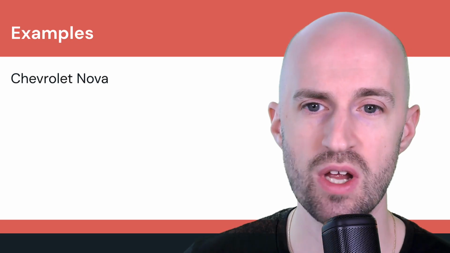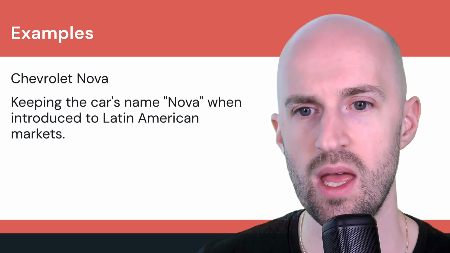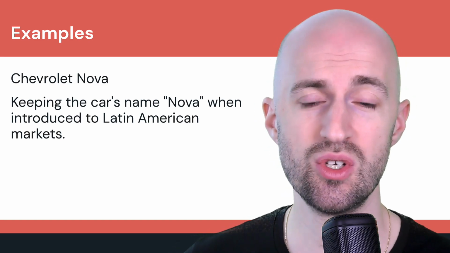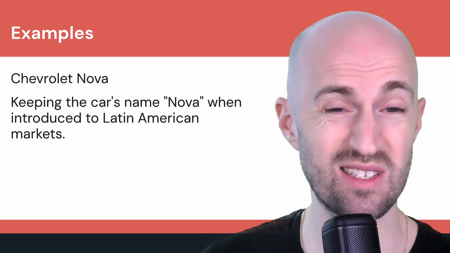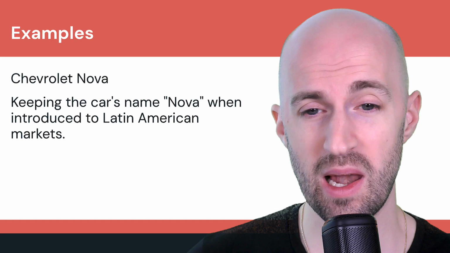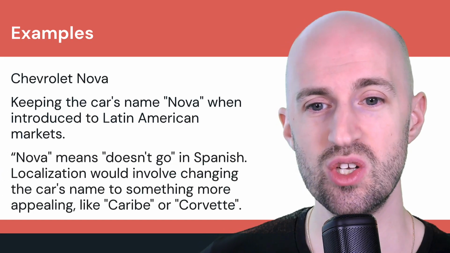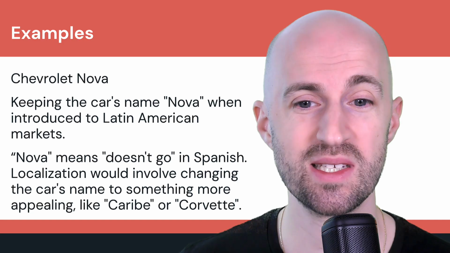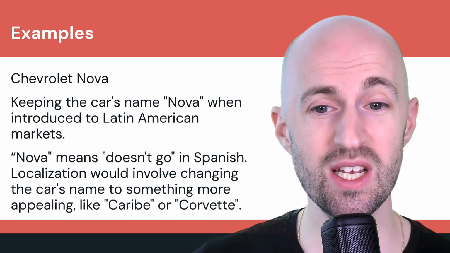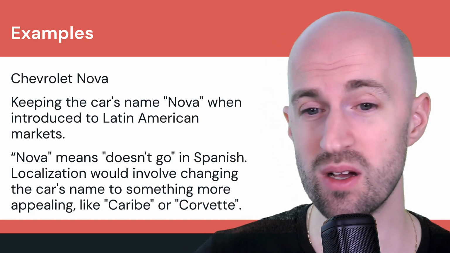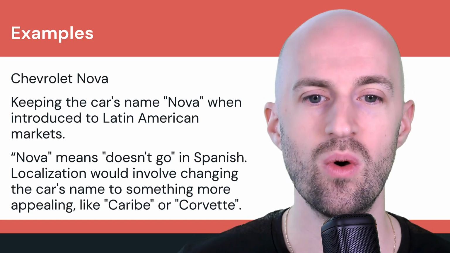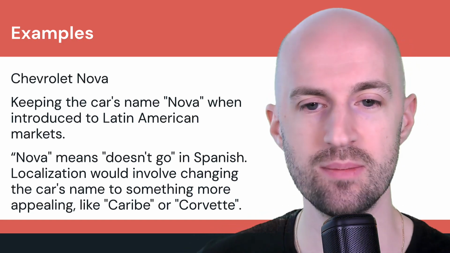Another example is Chevrolet Nova. And basically, keeping the car's name Nova when they introduced it to the Latin American markets didn't go as planned, because Nova means "doesn't go" in Spanish. So localization would have involved changing the car's name, the actual product's name, to something that's more appealing, like Carib or Corvette or something like that.